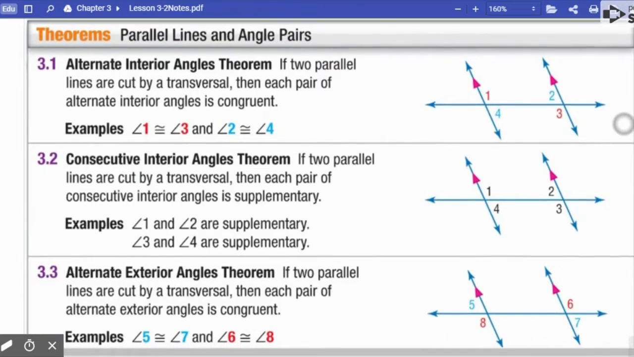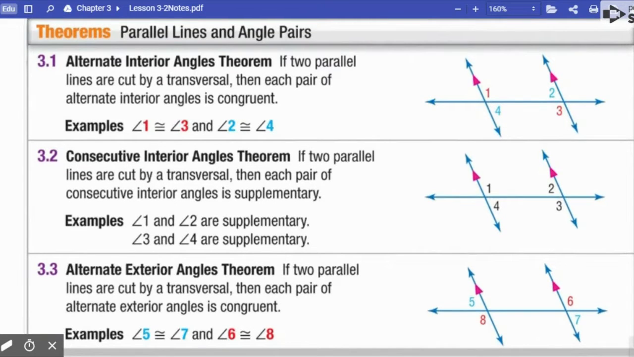Notice, alternate interior angles are also congruent. So 1 is congruent to 3, and angle 2 is congruent to angle 4. Consecutive interior angles are not congruent. They are supplementary.